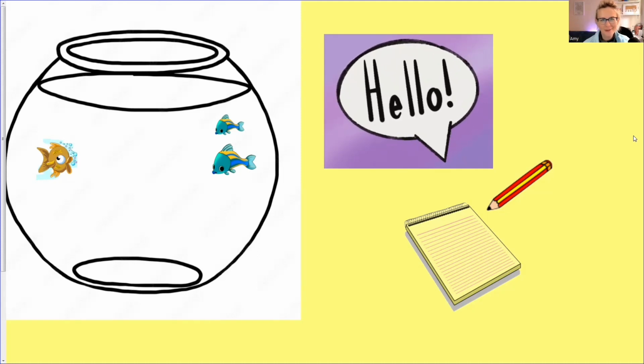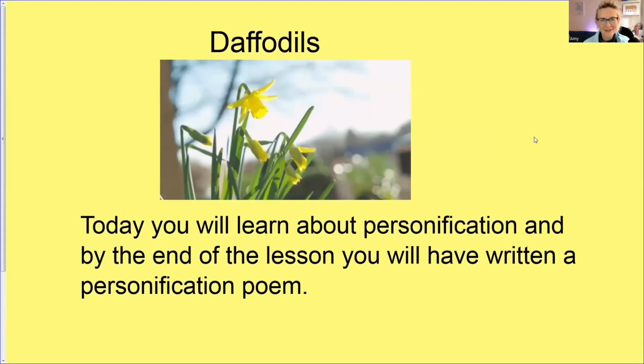The children shared lots of words in the lesson. We had verbs, blooming, we had nouns, different kinds of flowers, we had lots of things. By the end of today's lesson, the children had written a personification poem and were able to explain what personification is. And we're going to use daffodils to talk about that in this review lesson.